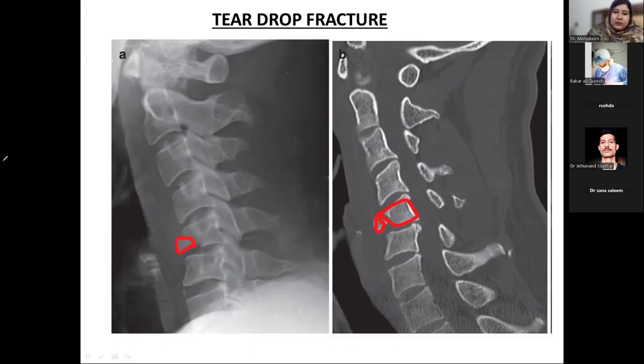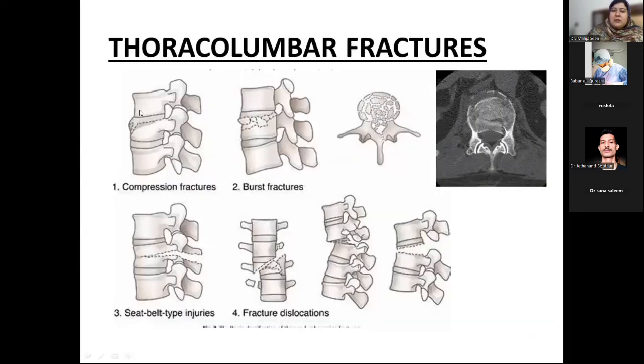It looks like a teardrop, like a vertebra is fractured and now it's weeping. So this is called a teardrop fracture. They are not that symptomatic, but sometimes they can be surgical. Then we come to the thoracolumbar spine.